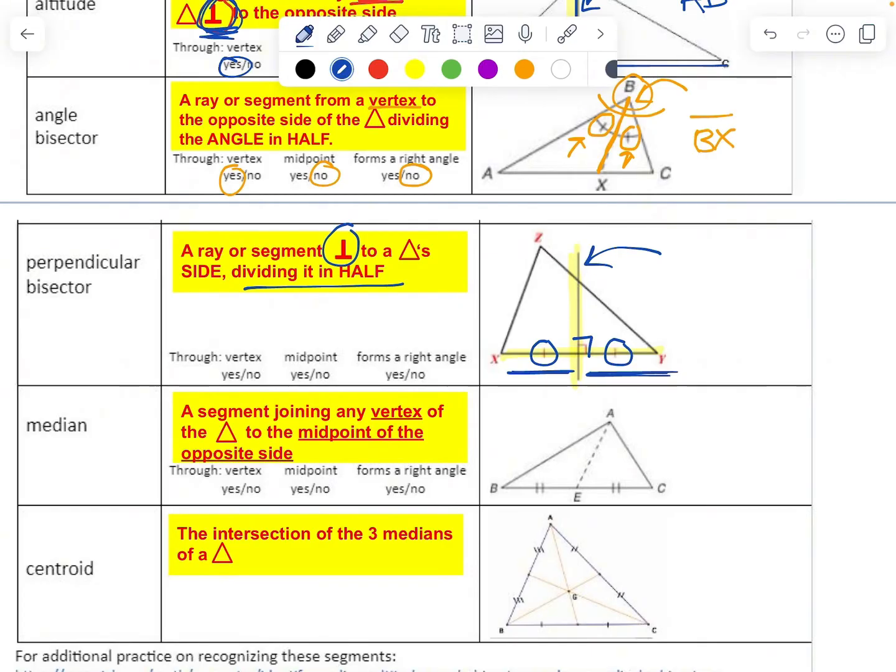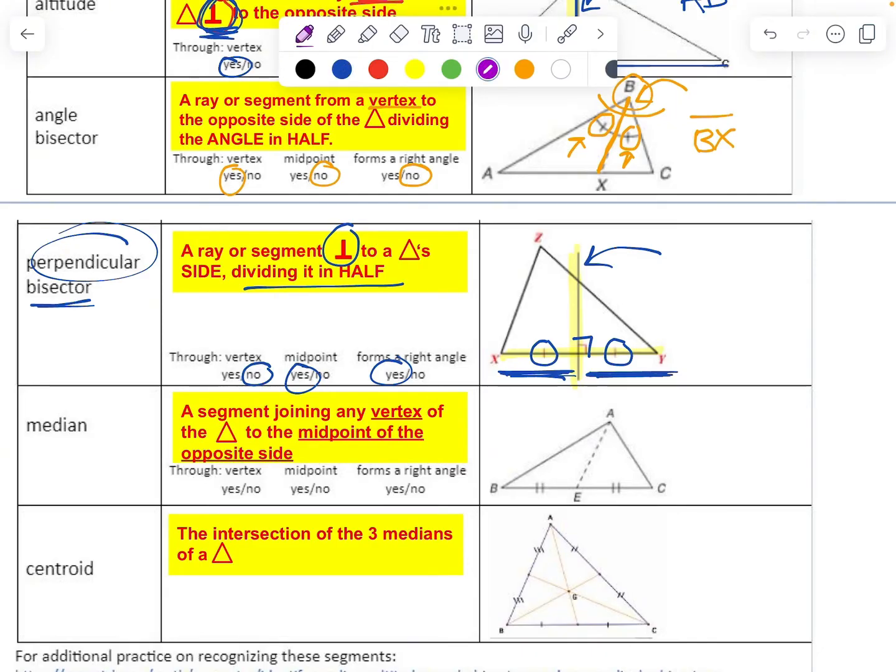Is it going through a vertex? Not in this case. It doesn't ever really have to go through the vertex, but sometimes it might. Midpoint. Is it going through the midpoint? Yes, because this left side and the right side are going to be the same because we are bisecting it, cutting it into two pieces. Is it forming a right angle? Yes, that word perpendicular is telling us that it is going to form right angles. And we can see the right angle marking.